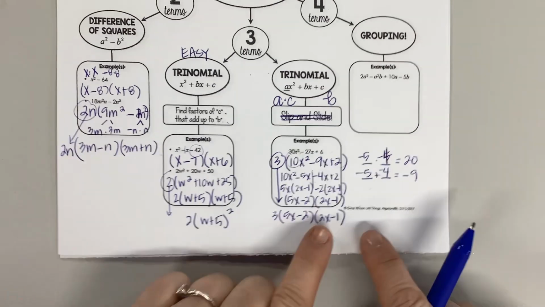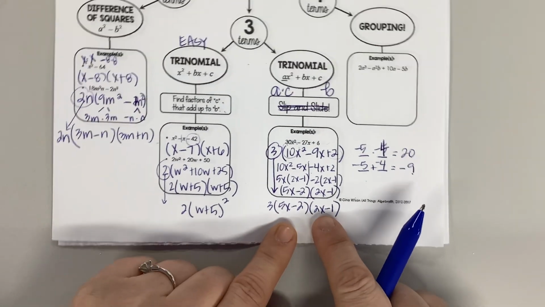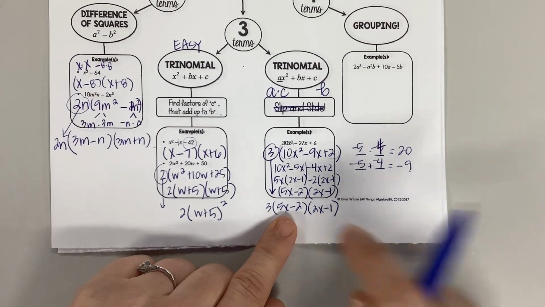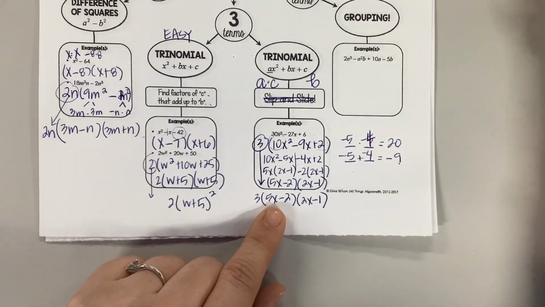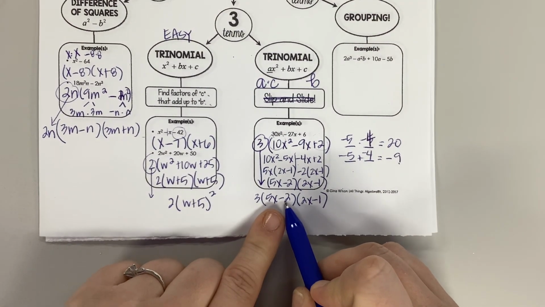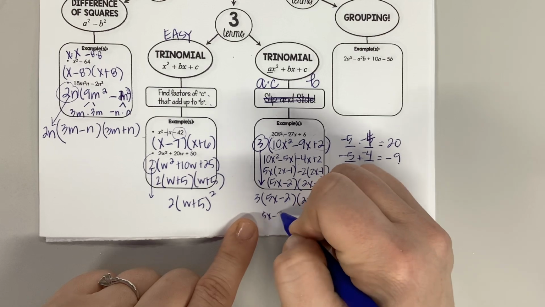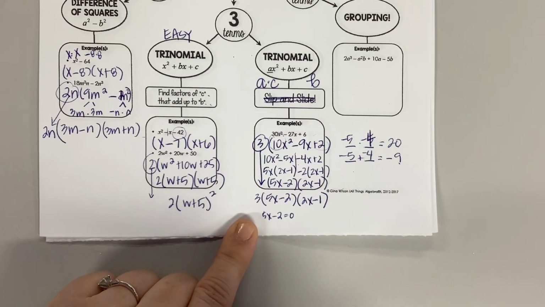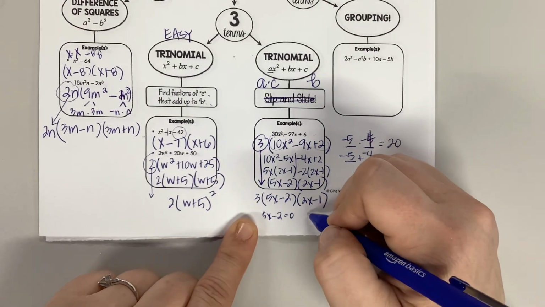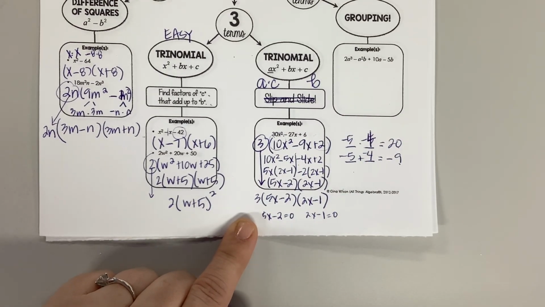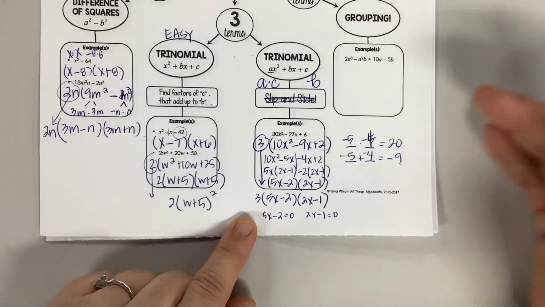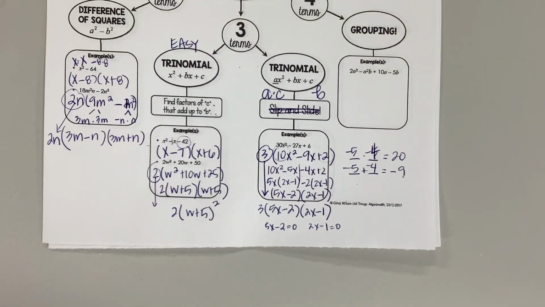Now, let's talk this one because it works. If you factored this, and additionally, it said find the zeros, you take this 5x minus 2 equals 0 and solve. And you take this 2x minus 1 equals 0 and solve. If it asks you to find the zeros, you take both factors, set to 0, and solve.